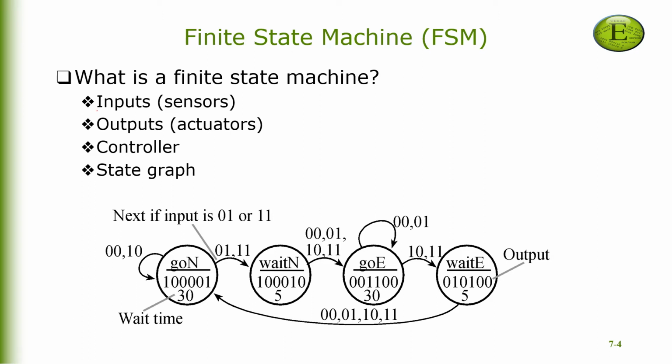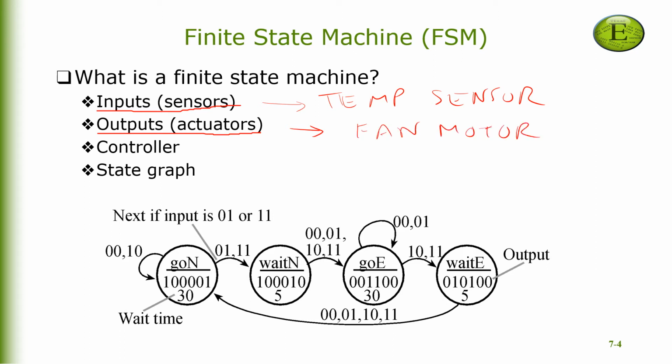The inputs are usually coming from the sensors in the system, and the outputs are usually attached to the actuators. For example, the input may be coming from the temperature sensor, and the output may be controlling the fan motor, responsible for controlling the speed and being able to change or adjust the speed.